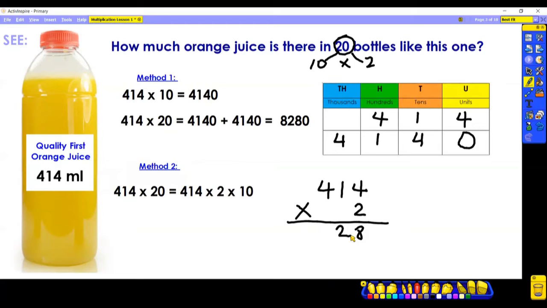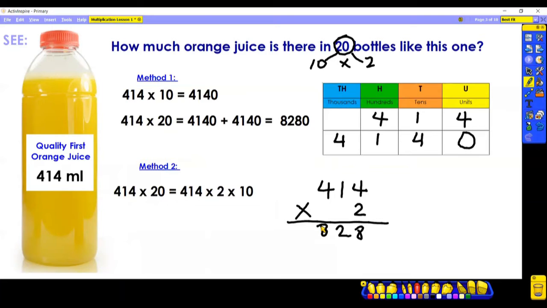Finally, I'm going to multiply 2 times 4. Again, this 4 is in the hundreds column, which means that it's 400. So really I'm multiplying 2 times 400, which is 800. So I can put an 8 into my hundreds column as well. So I know that 414 times 2 is 828.